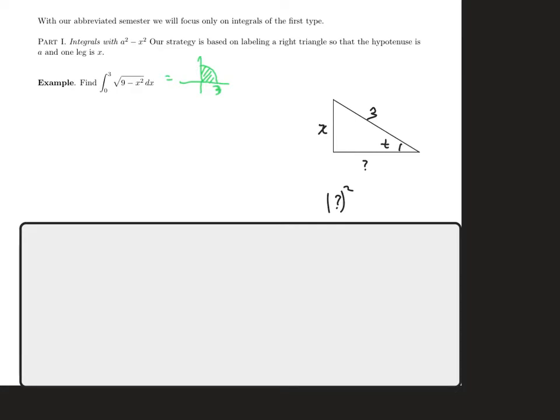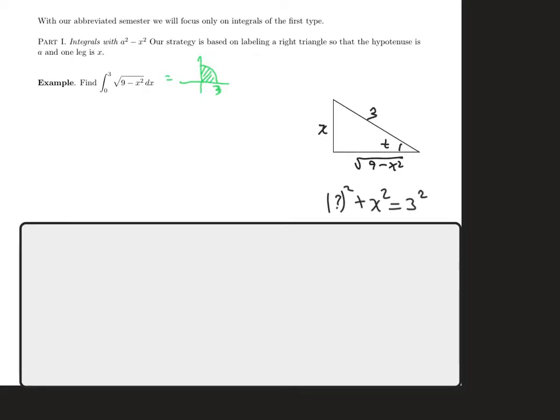The mystery side, the leg squared plus the other leg squared equals the hypotenuse squared. That's the Pythagorean theorem. And so if I want to know what that mystery number is, I could subtract x squared from both sides. Well, not 9 squared, 3 squared. Subtract x squared from both sides, and then take the square root of both sides, and I will have, as my mystery number, the square root of 9 minus x squared, like that.